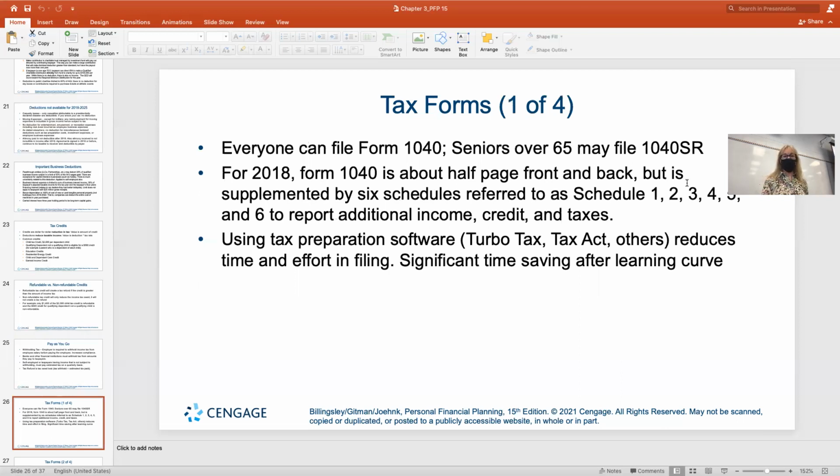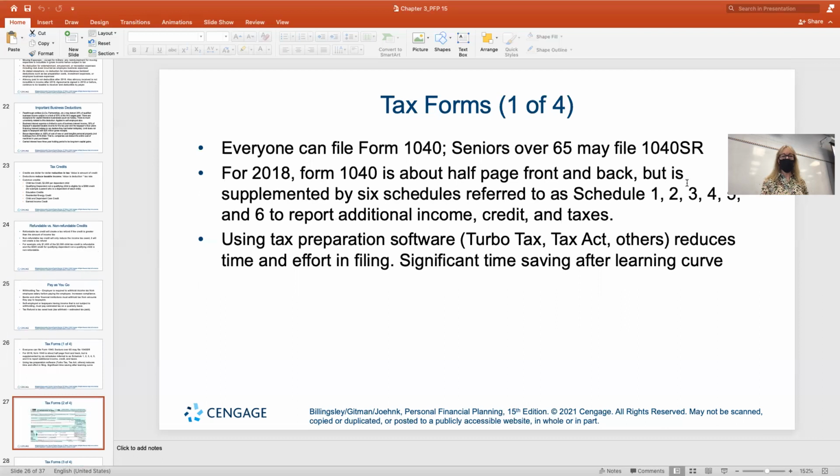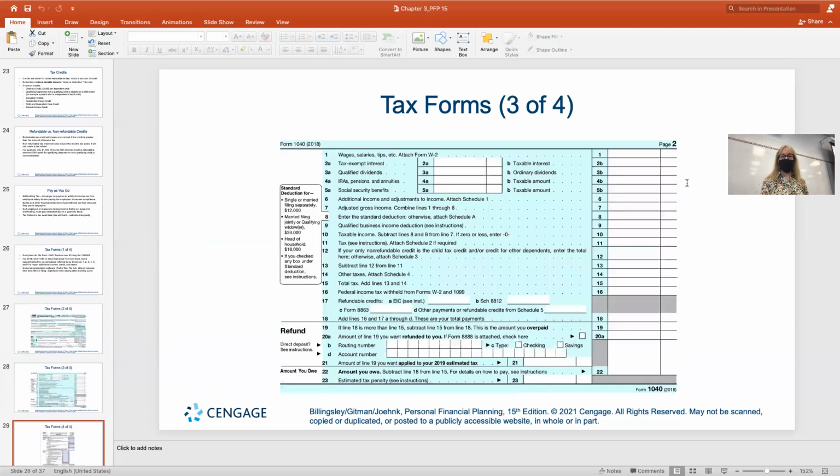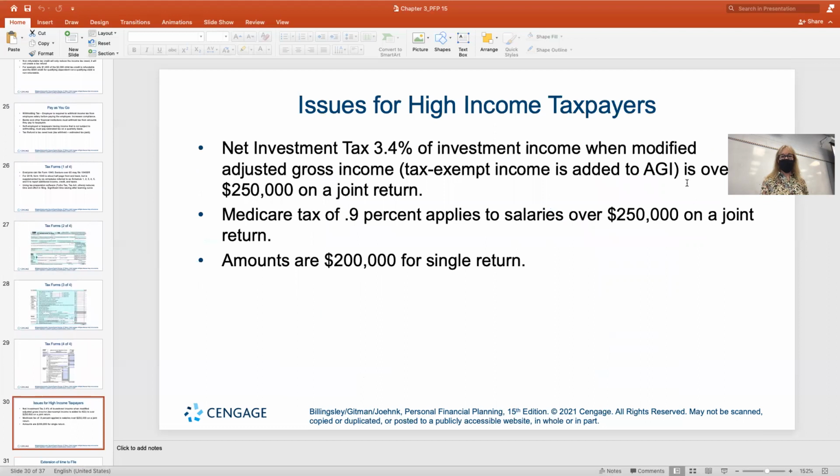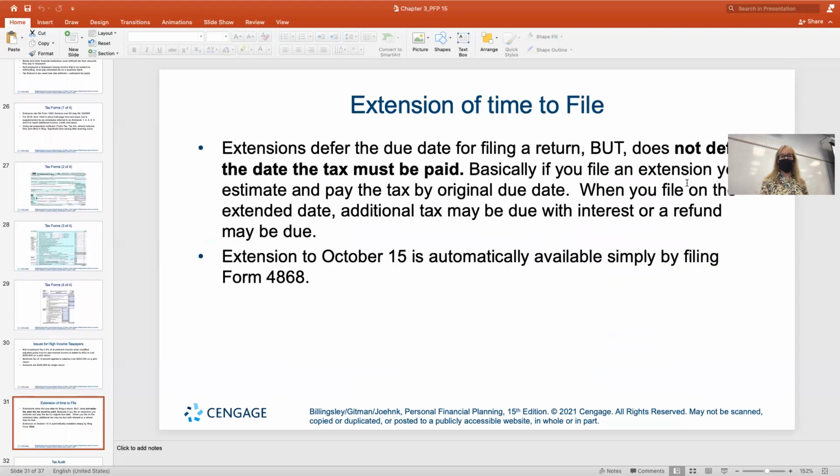Okay, so then the tax forms. They're just explaining the tax forms here. 1040 is the main form. And you can get an extension. This is what a lot of people don't realize too. If you file for an extension, you still have to pay the taxes by April 15th. Filing for an extension doesn't give you more time to pay. You have to estimate how much would be due and make that payment to the IRS if you're going to file an extension.